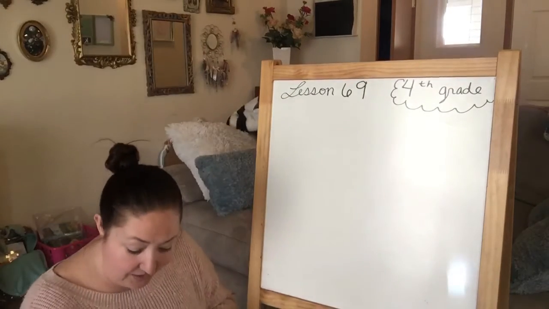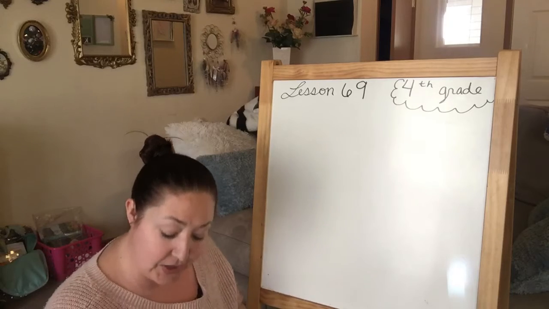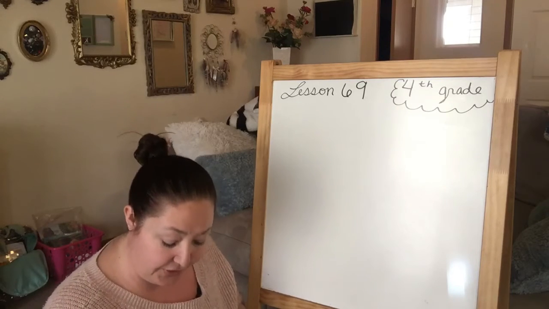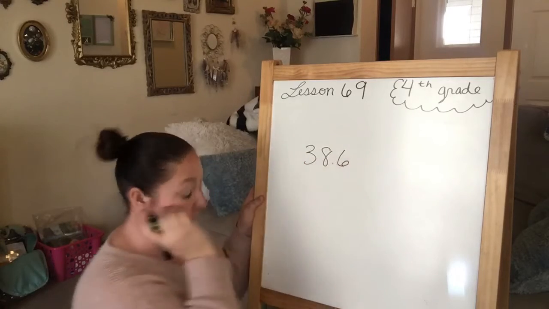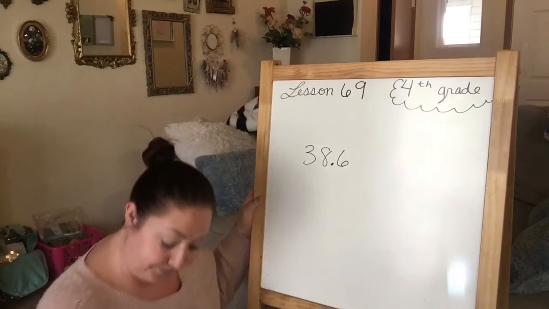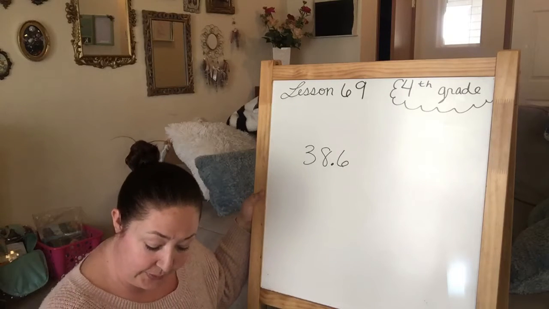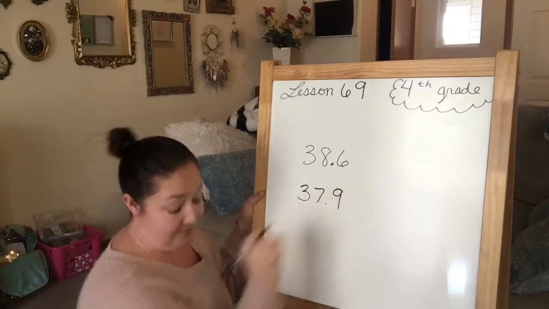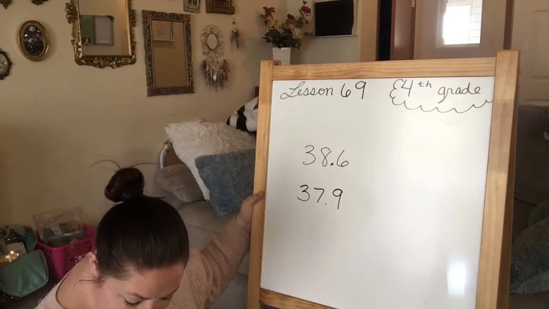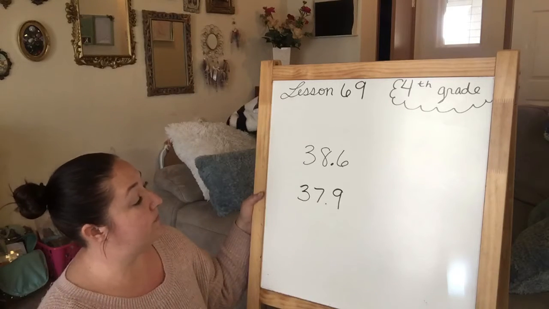Okay, what is this next? Is that it? Oh, that's not a lot. How about we go to practice? John ran 200 meters in 38.6 seconds. And then Juanita ran 200 meters in 37.9 seconds. Which athlete ran faster?